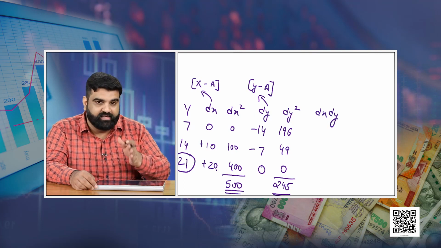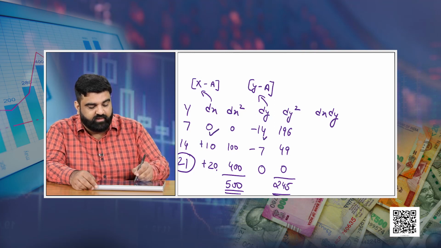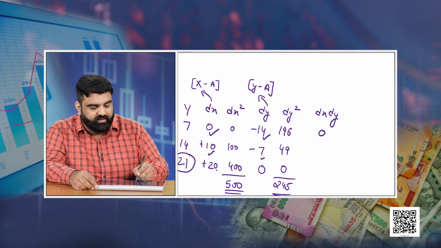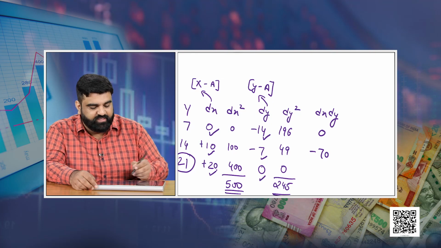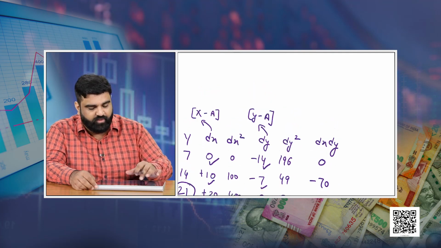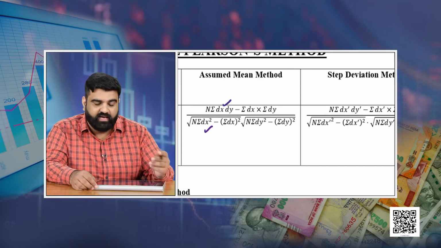Now, I need to calculate dx multiplied by dy. So, we have dx as 0, dy as minus 14, so the value will be 0. Then we have 10 into minus 7, which will be minus 70. Then we have 20 into 0, which will be 0 again. So, the value of sigma dx dy will be minus 70. Okay, so we need dx dy, we have it.